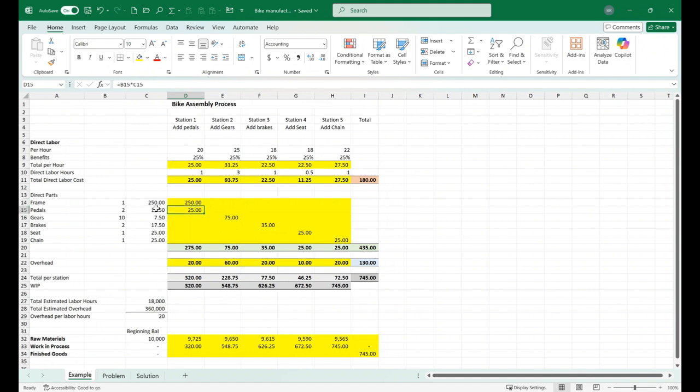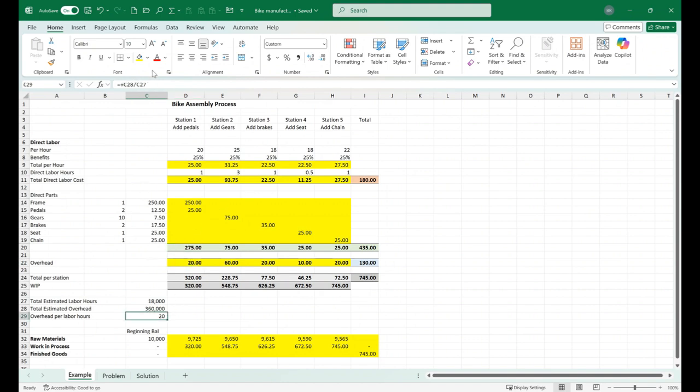So then quantity times rate. So we need 2 pedals. They're $12.50 a piece. And I have no idea whether these figures are correct. I've just made them up. So don't go, hey, there's no way you can make a bike for this. So quantity times rate is $25. So in the first stage of production, we have $25 in direct labor. We have $275 in parts, and now we have to figure the overhead.